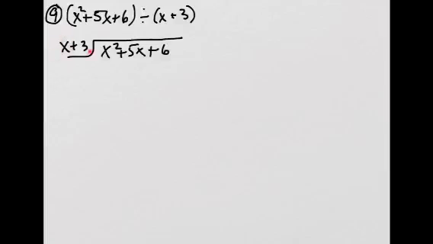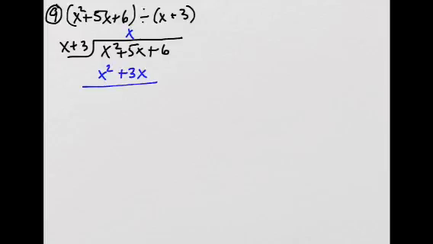the leading term with this leading term, and you ask yourself, x times what gives you x squared? And so that would be x. And then you multiply this by the binomial and put your result right here. So x times x is x squared. 3 times x is 3x. And now we're going to subtract.